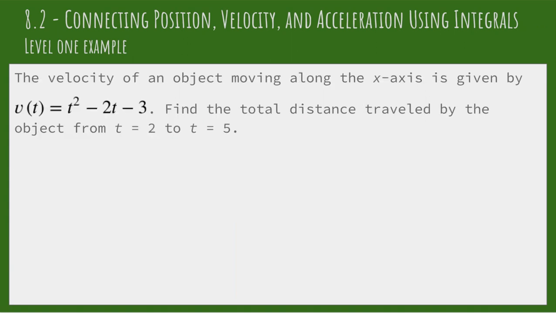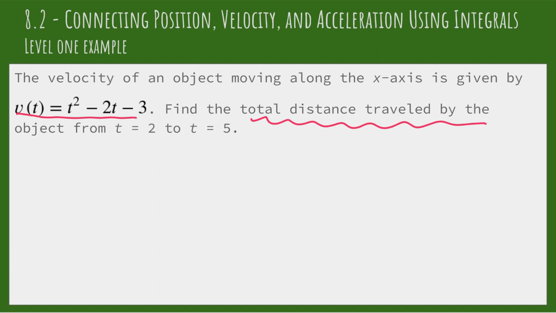Okay, one last example. I do want to point out this is a non-calculator example. This is a problem that is a little bit simpler with a calculator, but definitely doable without. So the idea here is we're given the velocity, and we want to find the total distance traveled by the object over some time interval.